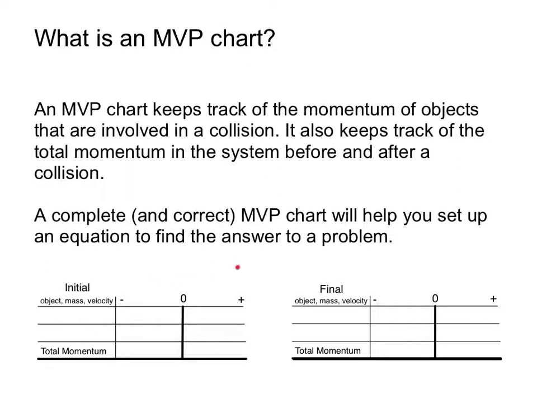So here's an MVP chart. You'll have one momentum bar graph for the initial and then one momentum bar graph for the final. Now, these are very similar to LOL diagrams because they're bar graphs. The only difference is instead of there being different types of momentum, there's only positive momentum, so in the positive direction, and negative momentum for objects moving in the negative direction. So each row is for each object. And then we also have one for the total momentum as well.